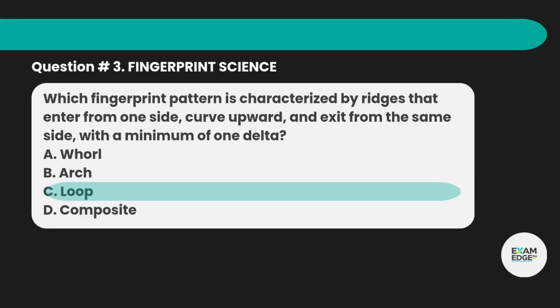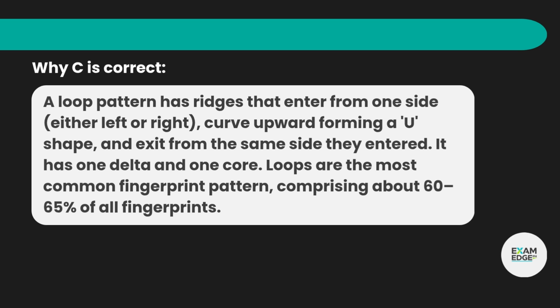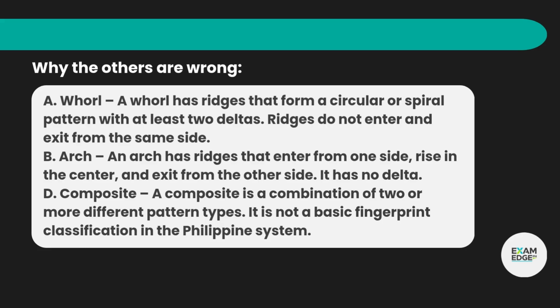Correct answer: C. Loop. Why C is correct? A loop pattern has ridges that enter from one side, either left or right, curve upward forming a U-shape, and exit from the same side they entered. It has 1 delta and 1 core. Loops are the most common fingerprint pattern, comprising about 60 to 65% of all fingerprints. Why the others are wrong?